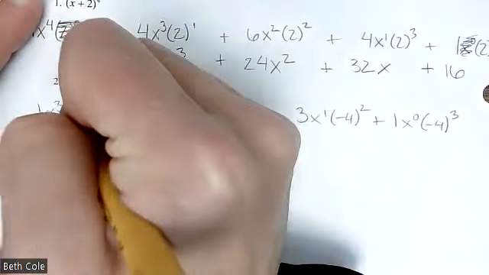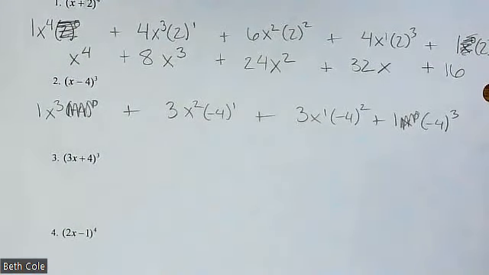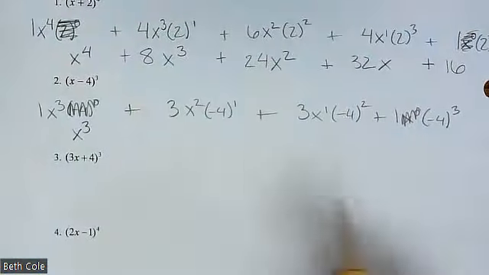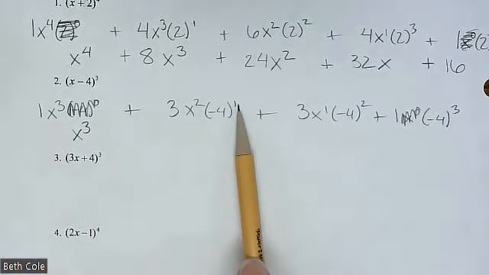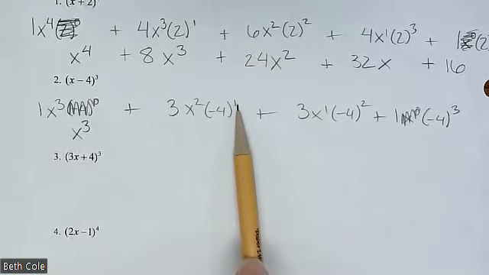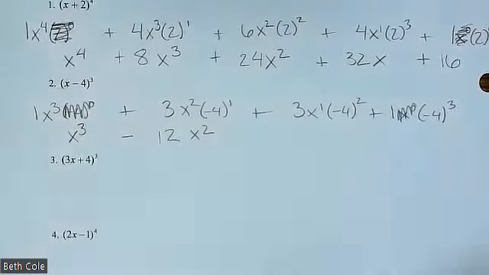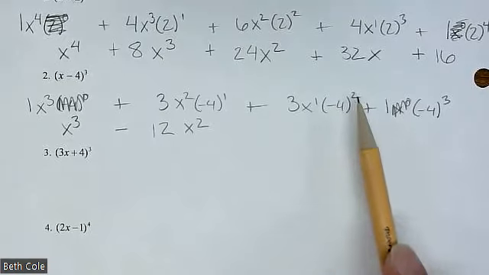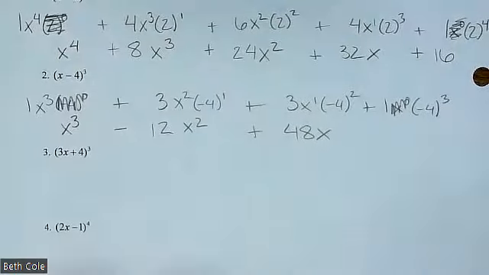All right, so anything that's to the 0 power, you can just scribble that out. I want you to still write it because it's part of the pattern, but those are gone. And then we're going to simplify this down. So x to the 3rd, and then here we're going to do exponents first. Negative 4 to the 1st. That's just negative 4, right? Times 3, negative 12, x squared. Good. All right, here, negative 4 squared, 16 times 3 is 48x.